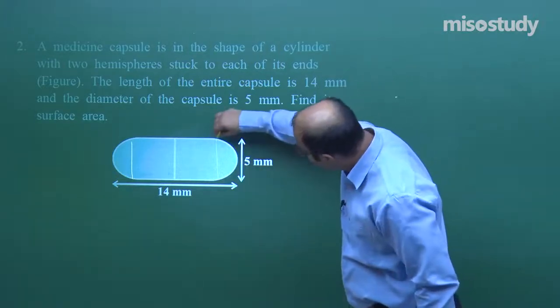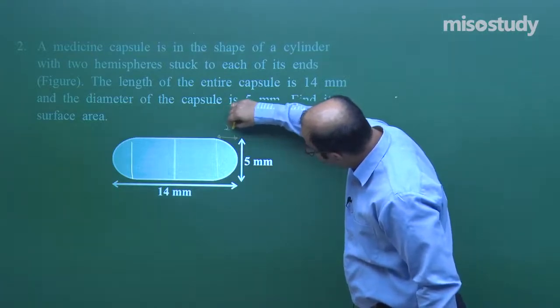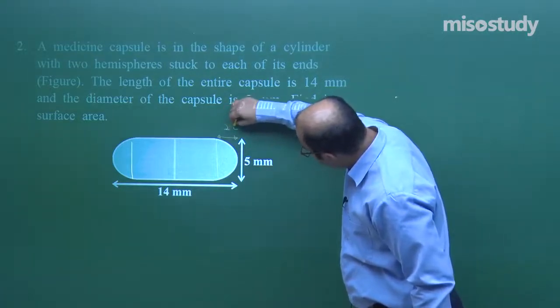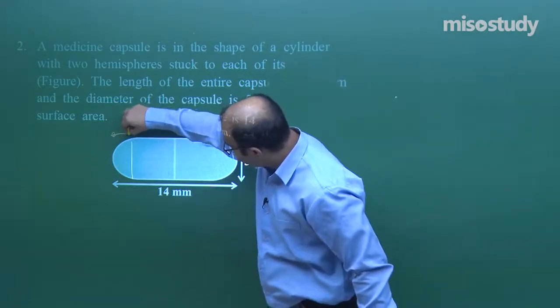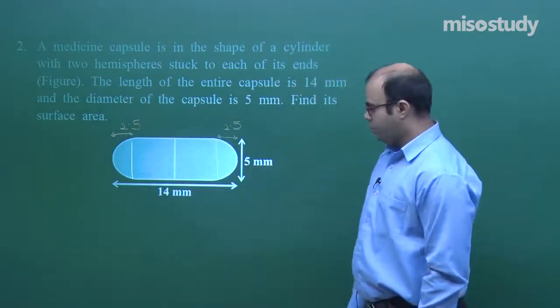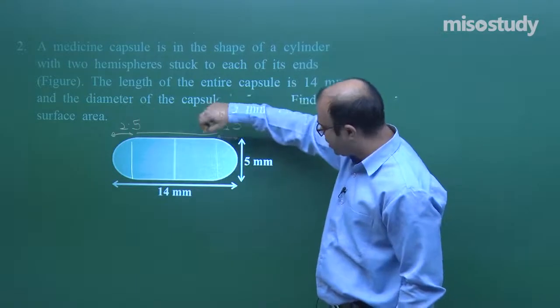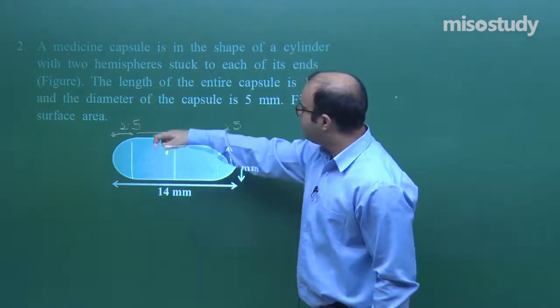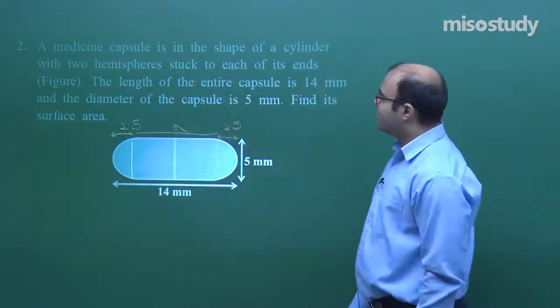So the radius is 2.5 millimeter. We can say this is 2.5, this is 5 millimeter, and similarly this part also has radius equal to 2.5 millimeter. So can we say that the height, the length of this cylinder, is 14 minus 2.5 minus 2.5, that will be 9. So this is the height.